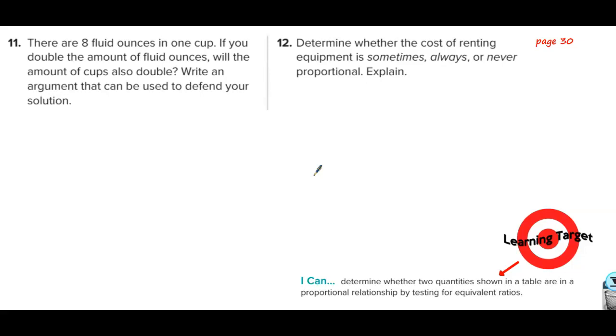Number 12, determine whether the cost of renting equipment is sometimes, always, or never proportional. Well, here's the thing. If you're renting equipment, you could go in and say you want to rent a U-Haul. Let's say they want to charge you a $25 upfront fee and 50 cents a mile. That's not going to be proportional because of this upfront fee. Now, if you rented a U-Haul and they said, we're just going to charge you $1 a mile, no matter what, however long you keep it, then that would be proportional. Probably not profitable, but proportional.